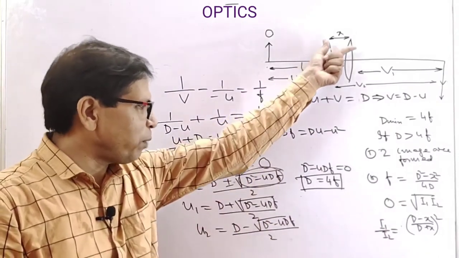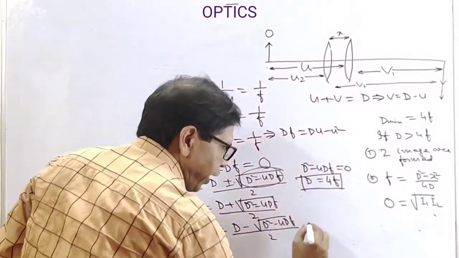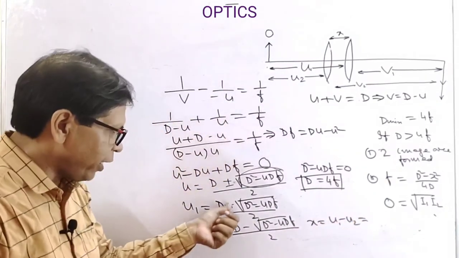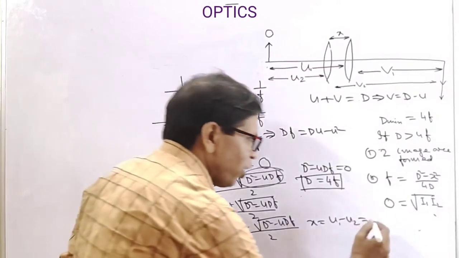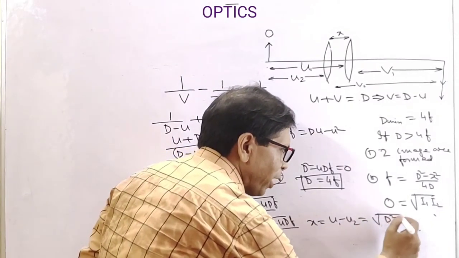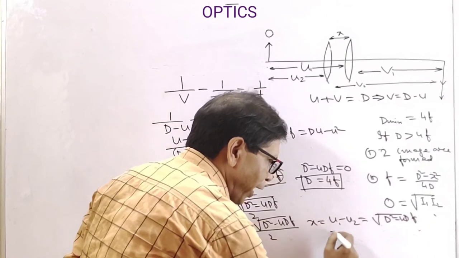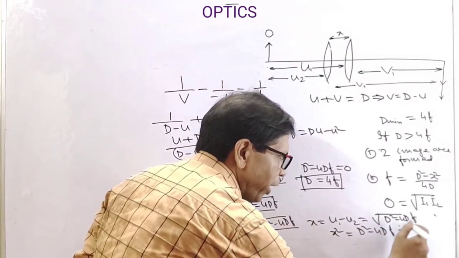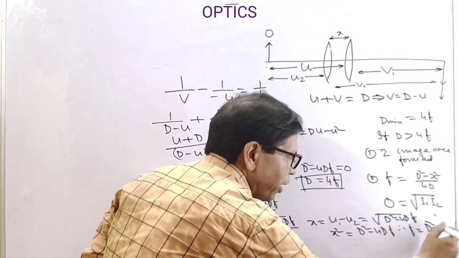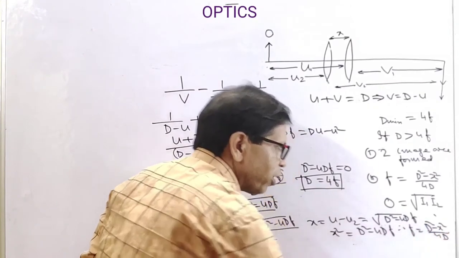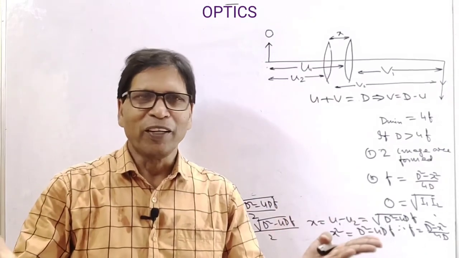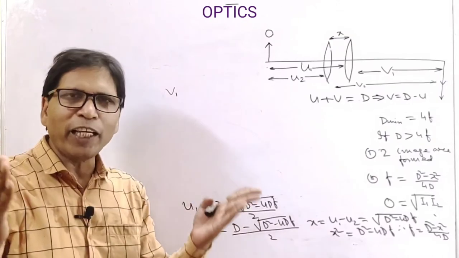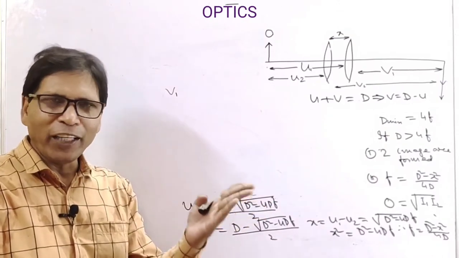If x is the displacement of the lens, then x equals u1 minus u2. Now look at this, this minus this, so this is the root under of d square minus 4df, therefore x square equals d square minus 4df, therefore f equals d square minus x square by 4d. Okay, now next proof.